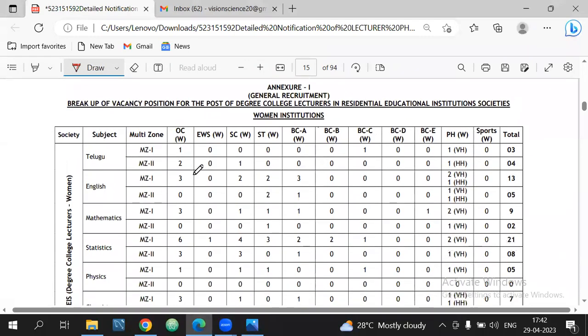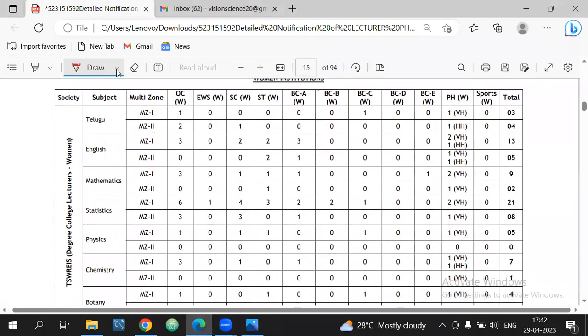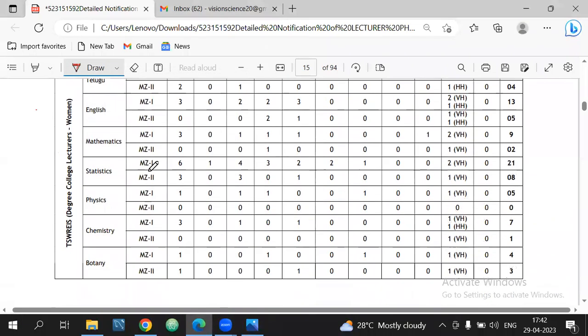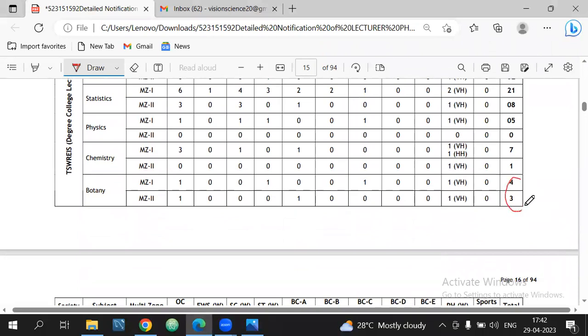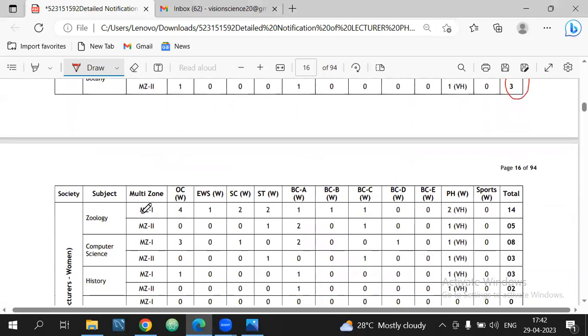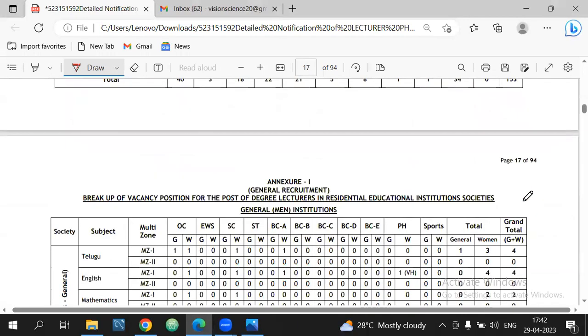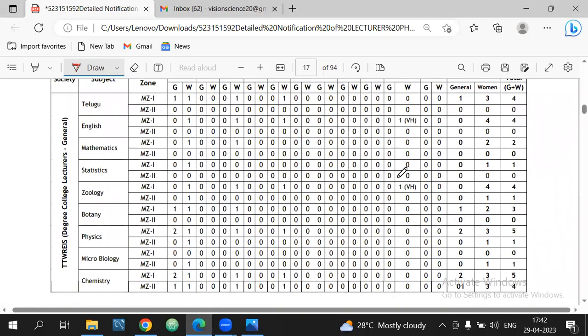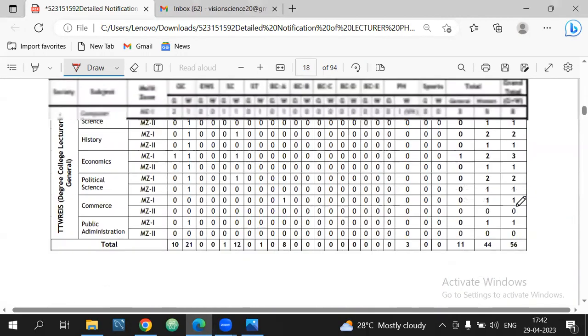Let's quickly come. It depends on the different types of societies. If you look into botany, in mid zone 1 and mid zone 2, there are 7 positions. In zoology, in mid zone 1 and mid zone 2, there are 19 positions. And if you look into the many institutions specifically, in case of botany, there are only 3. There are no posts in mid zone 2. And in zoology, including mid zone 1 and 2, there are 5 positions, right?